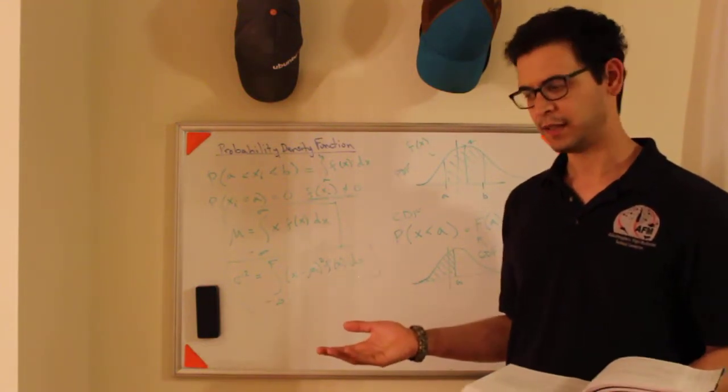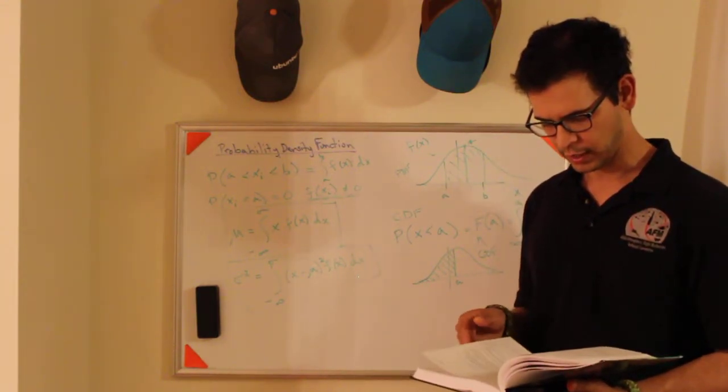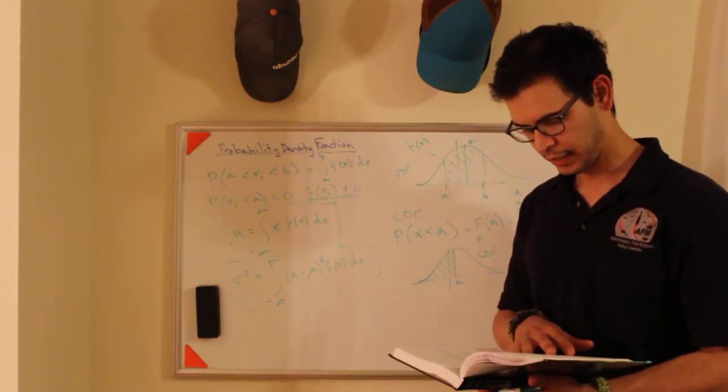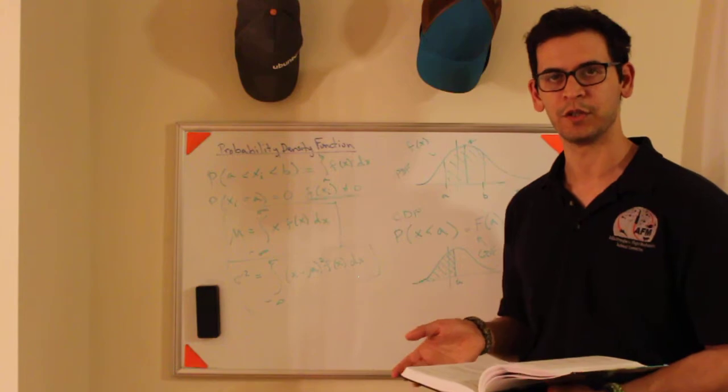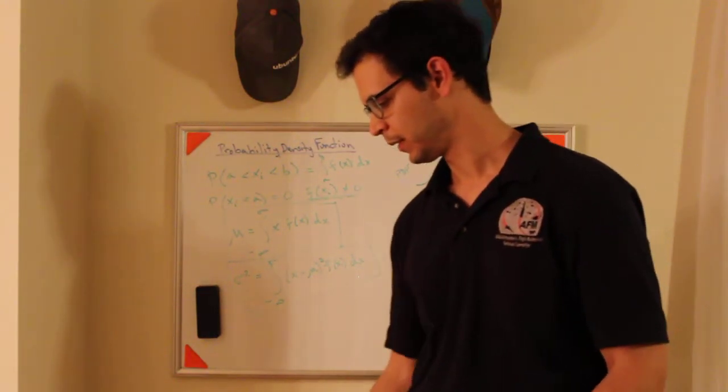Cool. So that's the statistics lecture for today. And after this, I'm going to start talking about different kinds of distributions like binomial, Poisson, and finally the Gaussian distribution. And that will be it for distributions for this week. Okay? Have a good one.